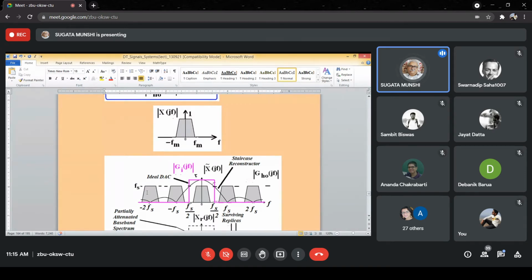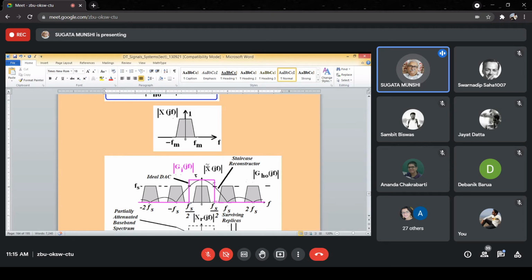Or different images. So there are two possibilities. One is the ideal interpolator or ideal DAC, whose amplitude response is represented in pink, and the black one, the magnitude of the sinc function, represents the amplitude response of the practical DAC, which is written here as staircase reconstructor. That is the amplitude response.